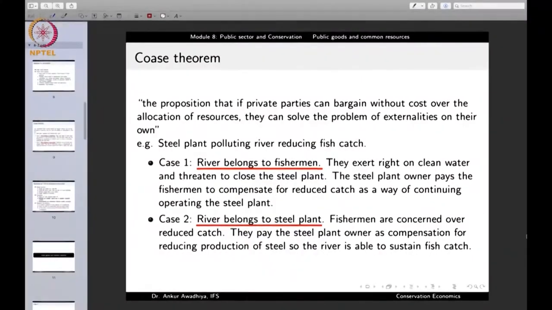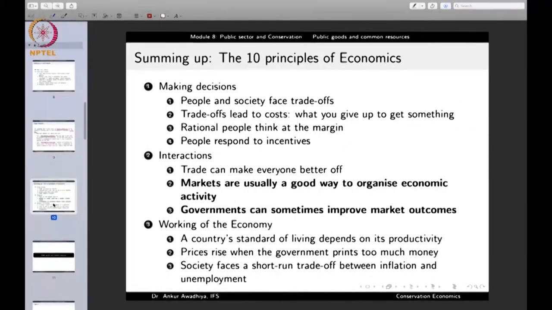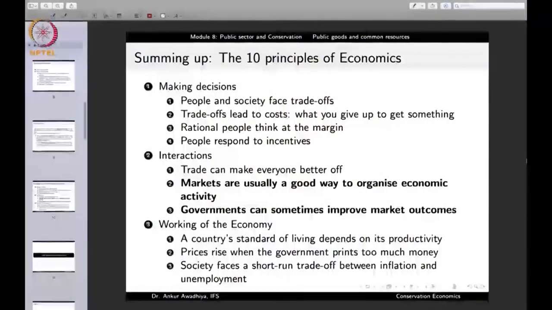Whether the property belongs to any one party, both the parties, if they are able to bargain without cost over the allocation of resources, can solve the problem of externalities on their own. So essentially what we are saying here in the case of externalities is that markets are usually a good way to organize economic activity, because as we have observed, people can do trading of pollution permits, people can go with the Coase theorem and solve the problem of externalities. But if that does not happen, another option is that governments can sometimes improve the market outcomes, as in the case of corrective taxes.